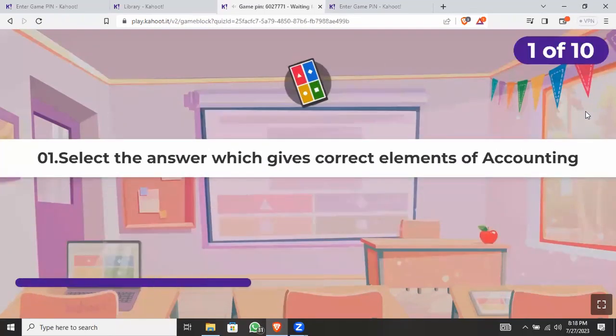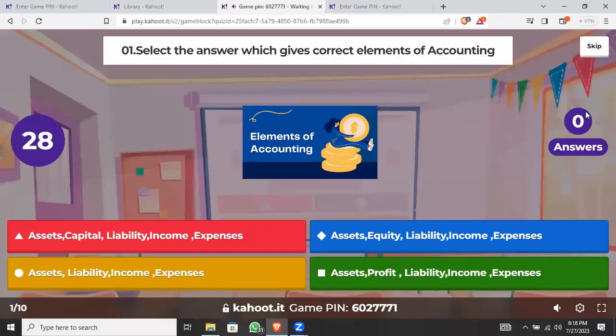First question. Select the answer which gives the correct elements of accounting. You have to select the correct elements of accounting. Quickly send me your answers. You have another 12 seconds.